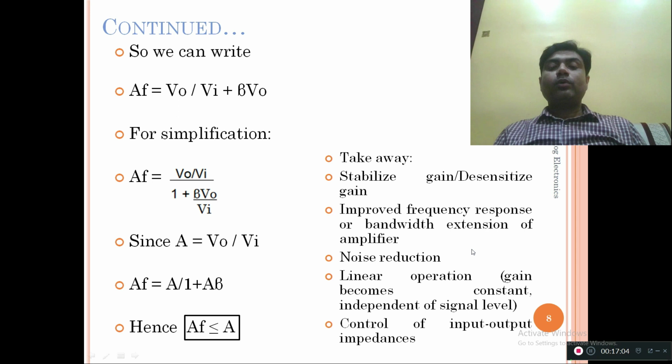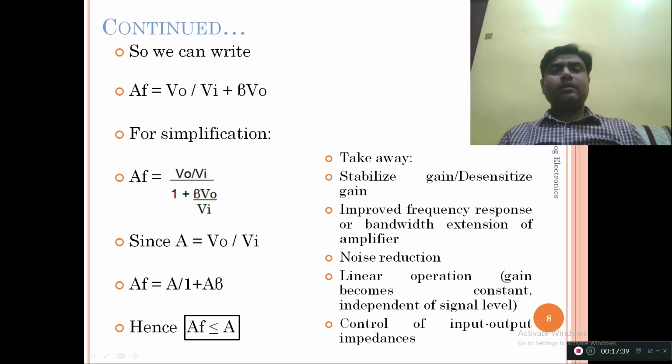The third important advantage is noise reduction. Again, it is related with the stability of the gain, since we are feeding the value from the output to the input, so the noise value at the input terminal gets reduced. It will also increase the linearity of the amplifier, because the gain becomes constant and independent of the signal level. So we can expect more linear operation from the amplifier with negative feedback. It also controls the input and output impedances, which will be seen in the upcoming lectures.